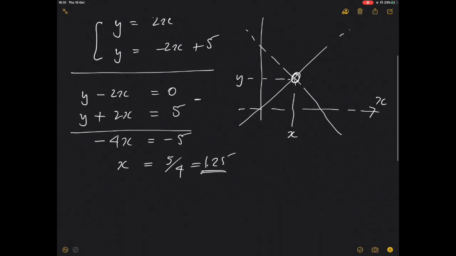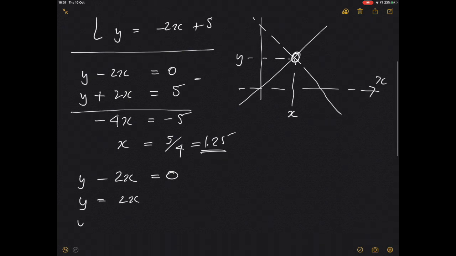If we then sub that back into our initial equation where we said that y minus 2x equals 0, we also know from earlier that y equals 2x. Therefore, y equals 2 times 1.25, which equals 2.5.